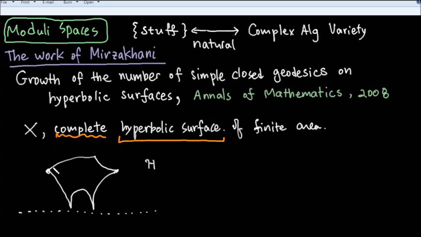And here's an example I'm looking at in the upper half plane, which is obtained by a quotient of the upper half plane by a Fuchsian subgroup. SL2Z was one of the examples. Although the title does not specify what kind of hyperbolic surfaces she's considering, that's the class of hyperbolic surfaces she's considering.